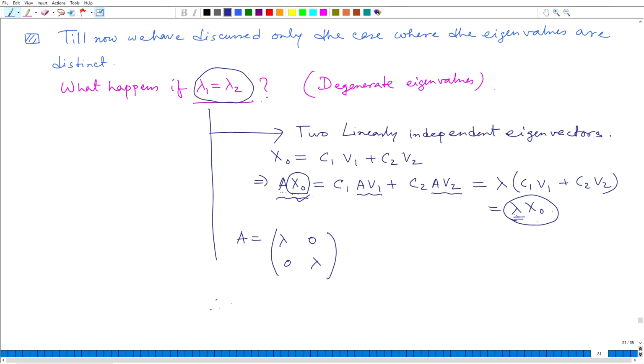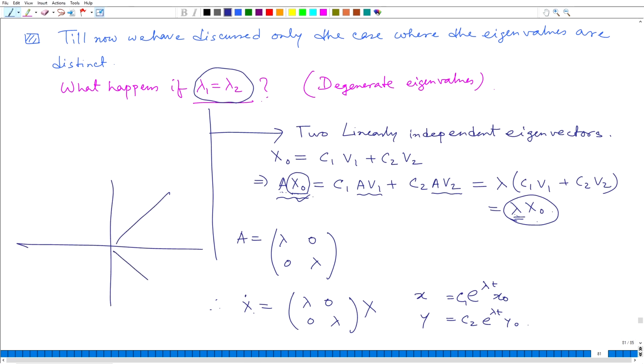And if you have this, then you can actually write x dot equal to [lambda, 0; 0, lambda] x, and from that you can easily integrate and you can find that actually you will have both for x and y e to the power lambda t times x0, and here also you will have e to the power lambda t y0, and in phase space diagram you will have straight lines like this.